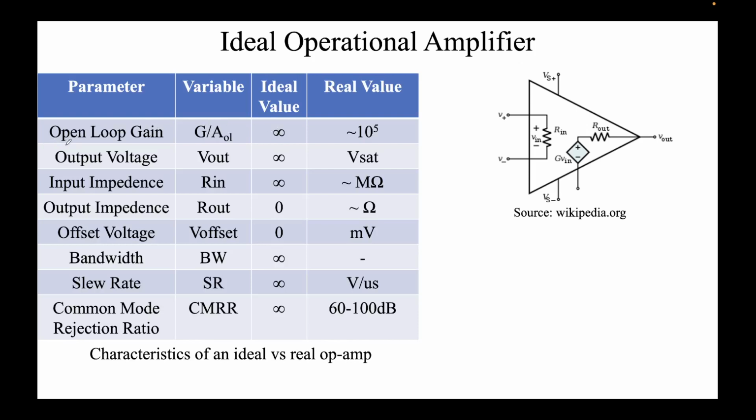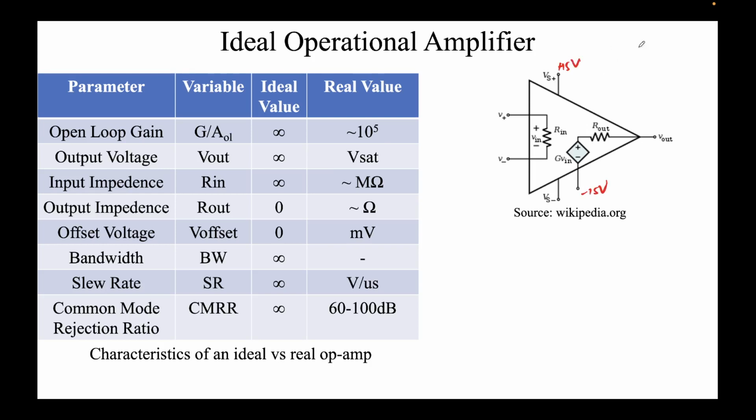The most common ones are listed here. One is the open loop gain, denoted by G or AOL. Its ideal value is infinity, but in the market you will find it 10 to the power 5, 10 to the power 4, somewhat of that range. Output voltage, denoted by V out, is infinity for an ideal op amp, but it saturates at VSAT. So this is the VSAT that I'm talking about. It can be, let's say, plus 15 volts and minus 15 volts, right?